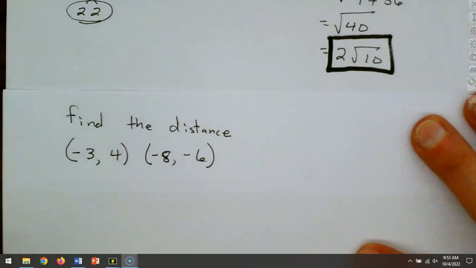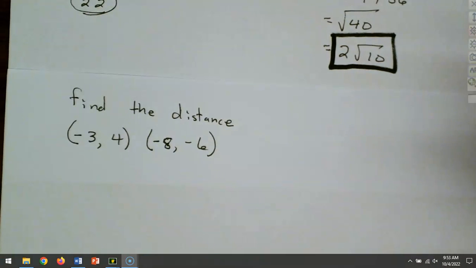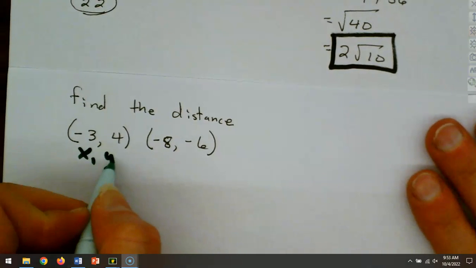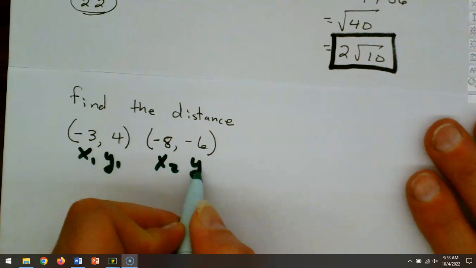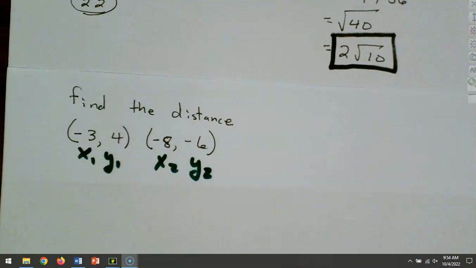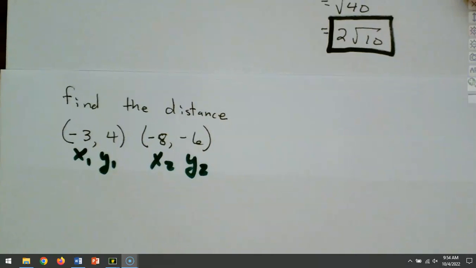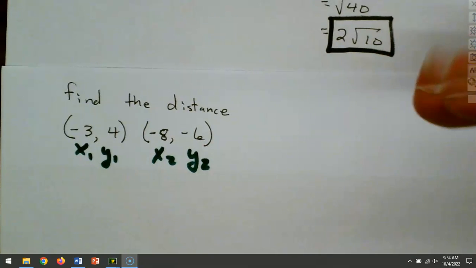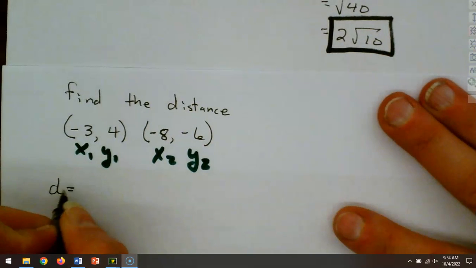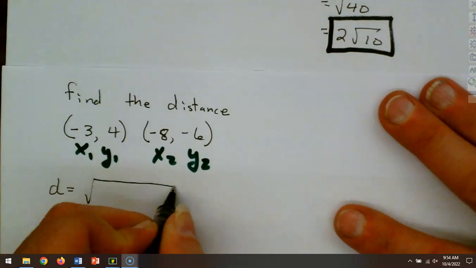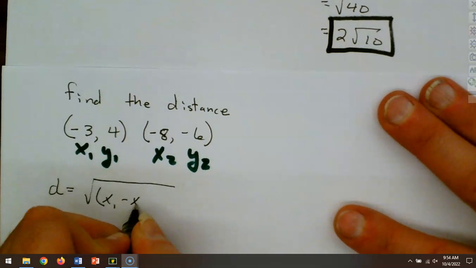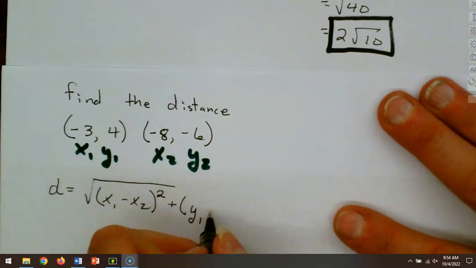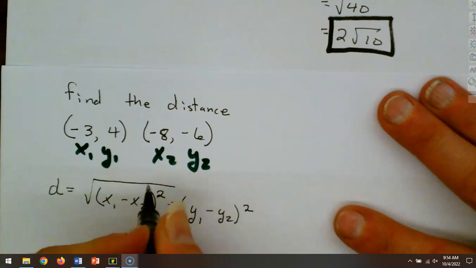Okay, let's find the distance again between these 2 points. So the first thing we do is label x1, y1, x2, and y2. So that's the first thing that we do. Next, I like to write up the formula. I just get in the habit of doing that so I don't forget the formulas. So d equals the square root of x1 minus x2 quantity squared plus y1 minus y2 quantity squared.